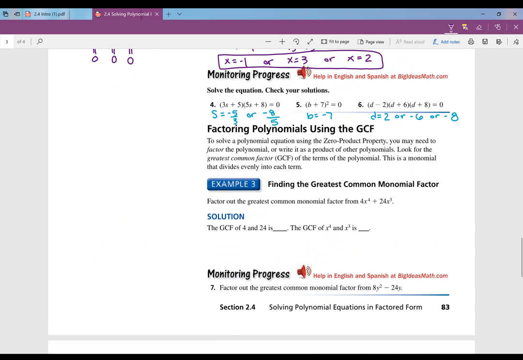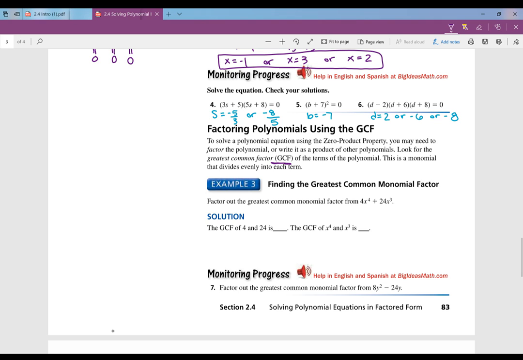So this last part is saying to solve a polynomial equation using the zero product property, you may need to factor the polynomial so that you can get it into its factored form. So remember, we need to check for our GCF before we factor. So for example number 3, all we're going to do is factor out the greatest common factor, just as a quick review, from 4x^4 + 24x^3.